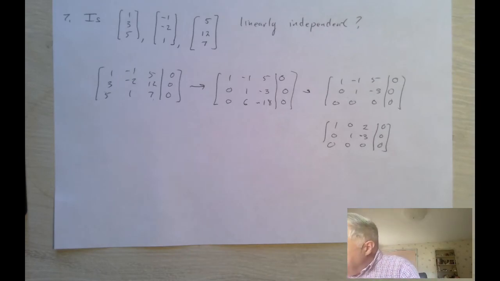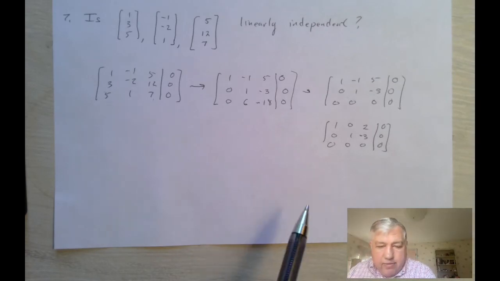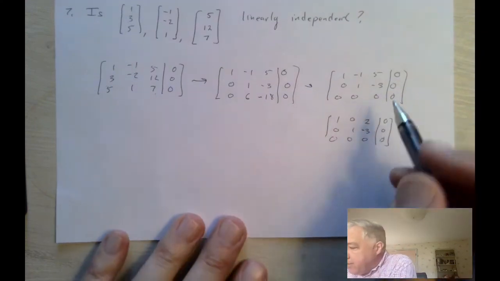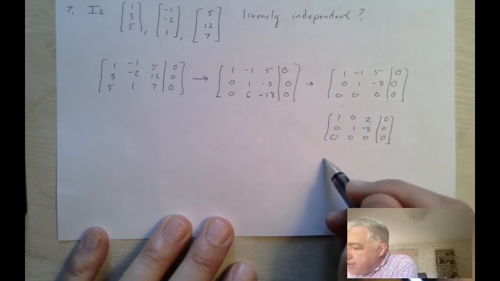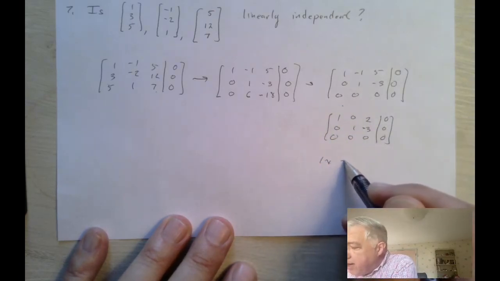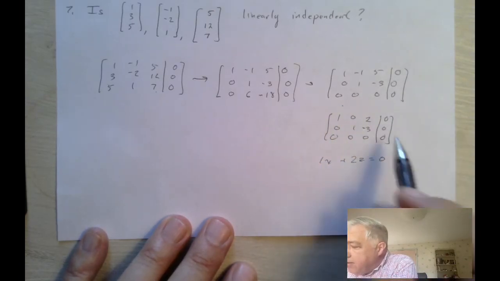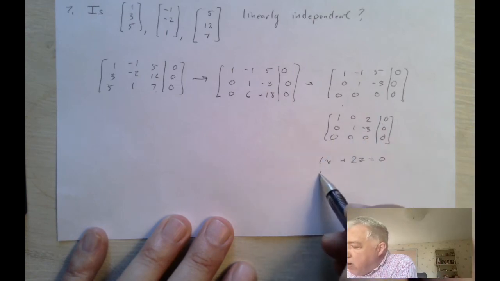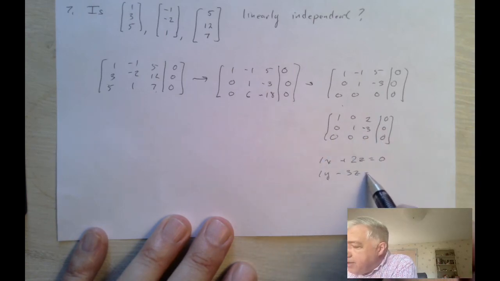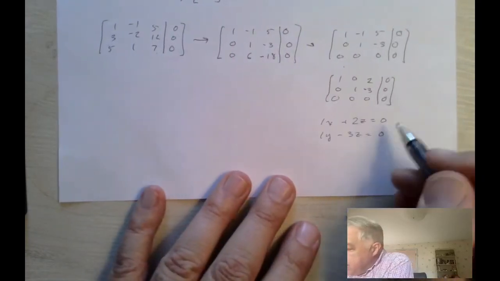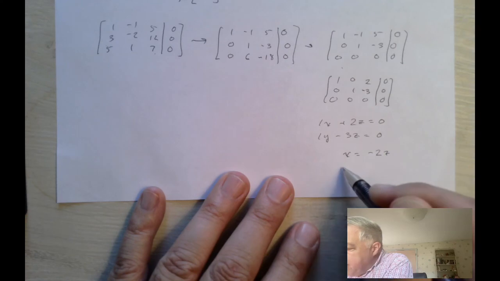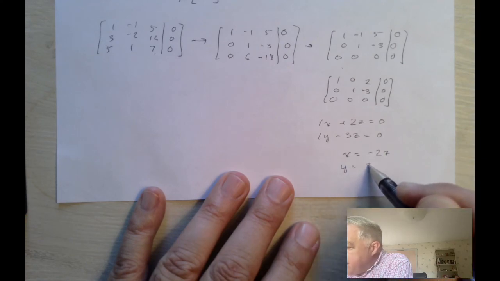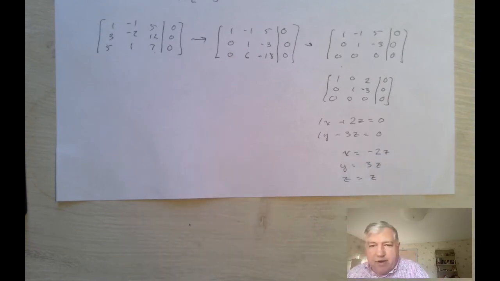Okay, so we get this now, and now we know how to solve this. It looks like there's going to be a solution because we have a row of zeros here. This says that 1x plus 0y plus 2z equals 0. This one says that 1y minus 3z is equal to 0. So we get that x can be written as minus 2z, y can be written as 3z, and z is just z. So z is our free variable.